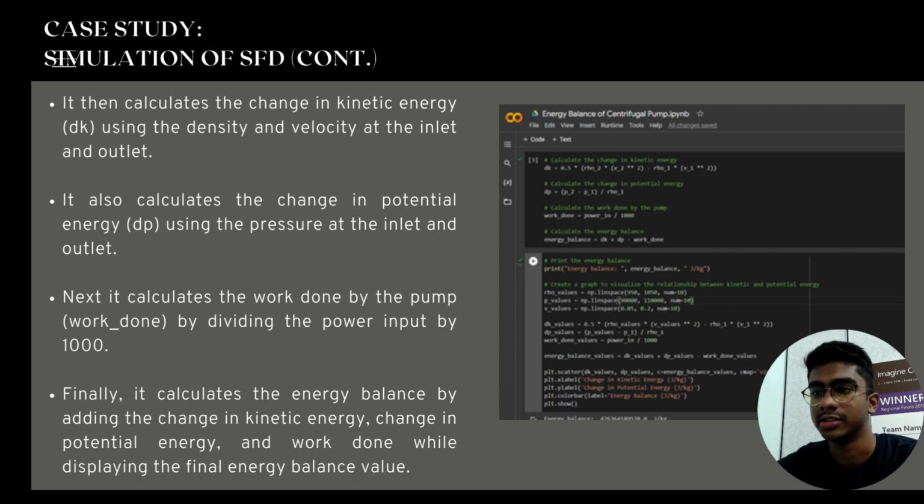It then calculates the change in kinetic energy, also known as dK, using the density and velocity at the inlet and outlet. It also calculates the change in potential energy, also known as dP, using the pressure at the inlet and outlet. Next, it calculates the work done by the pump, also known as work_done, by dividing the power input by 1000. Finally, it calculates the energy balance by adding the change in kinetic energy, change in potential energy, and work done, while displaying the final energy balance value.